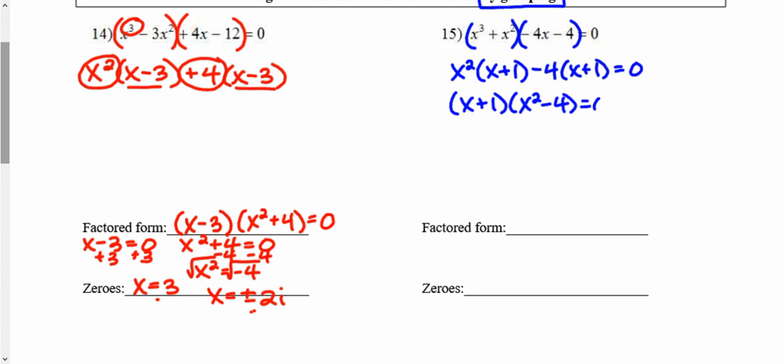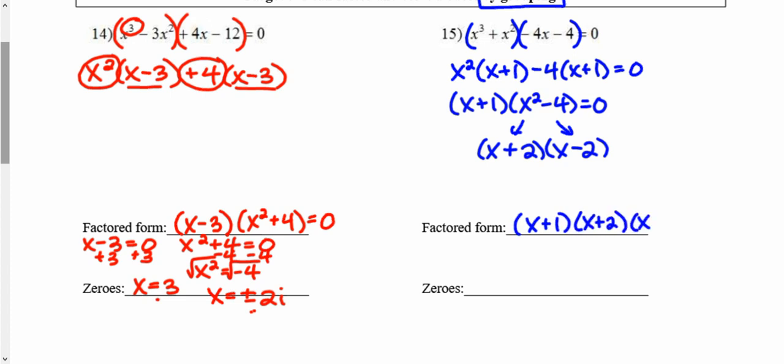The reason I did not write this as the factored form is because x squared minus 4 is the difference of squares, so it continues to factor. So the square root of x squared is x. The square root of 4 is 2. You add 1, subtract 1. So the final factored form here would be that x plus 1, don't lose that, and then x plus 2, x minus 2.